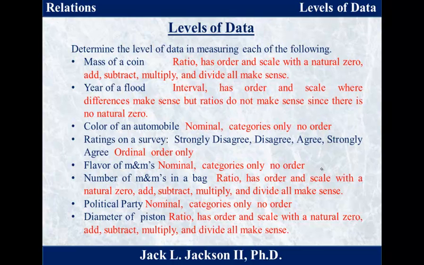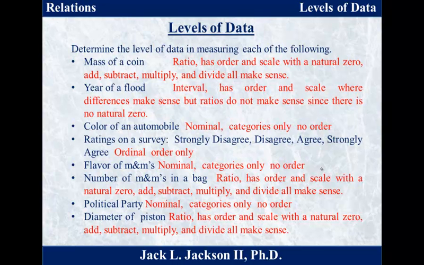The year of a flood is interval. It has order and scale where the differences make sense, but ratios do not make sense since there's no natural zero. The color of an automobile is nominal. It's categories only. There's no inherent order to it. Ratings on a survey, like strongly disagree, disagree, agree, strongly agree, are ordinal. They have an order to them only.